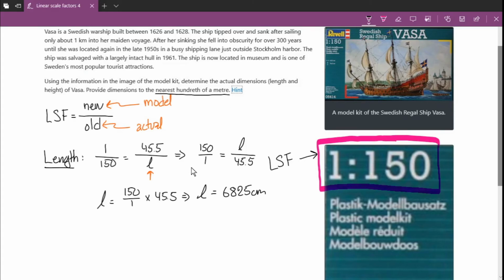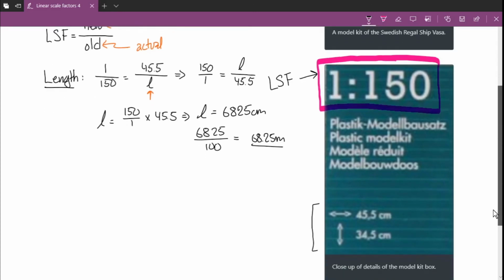Now they want the answer to the nearest hundredth of a meter. So we need to convert this from centimeters to meters, and we're going to do that by dividing the centimeters by 100, because 1 meter equals 100 centimeters. That's what it told us in that hint. We divide those two numbers, and we're going to get 68.25 meters. So the original ship was 68.25 meters long.